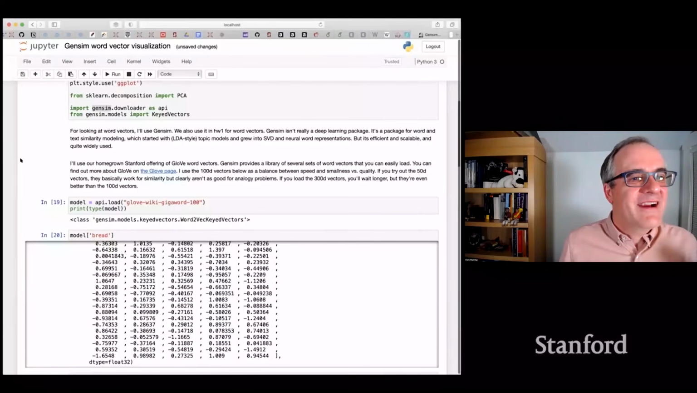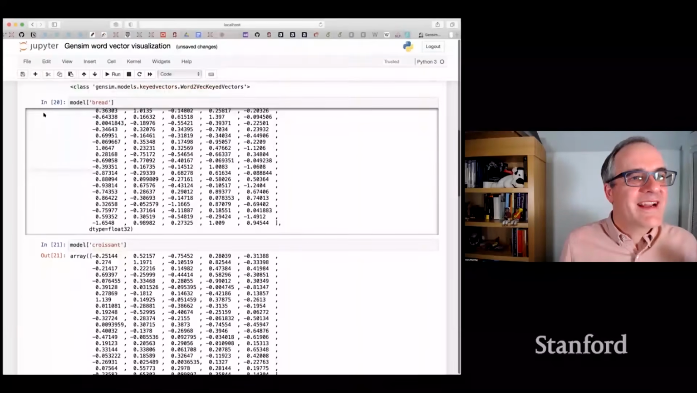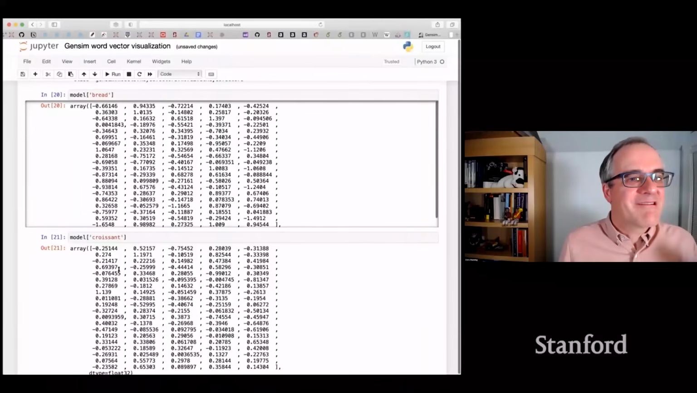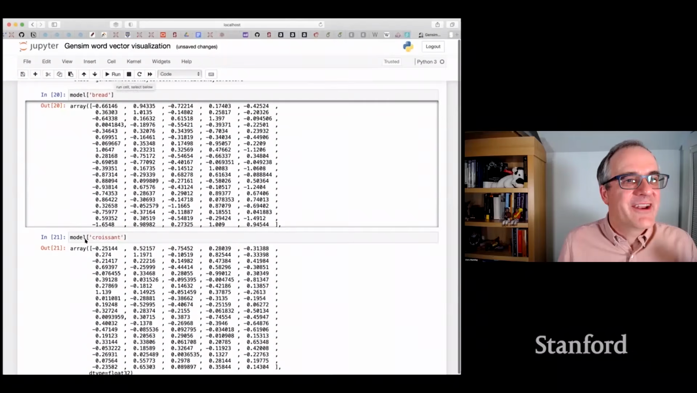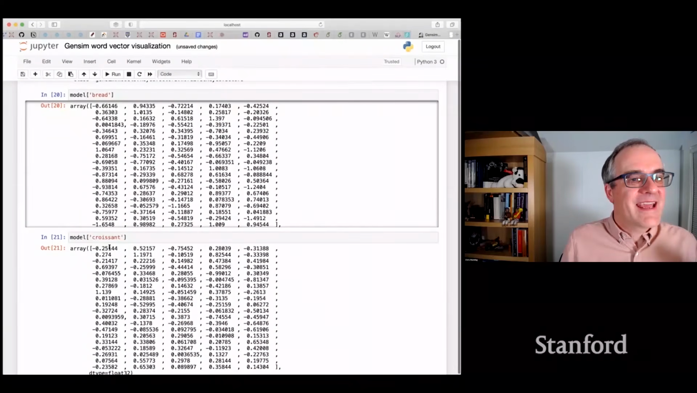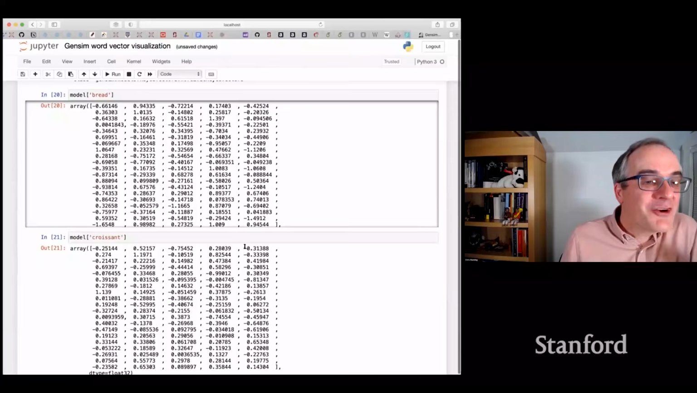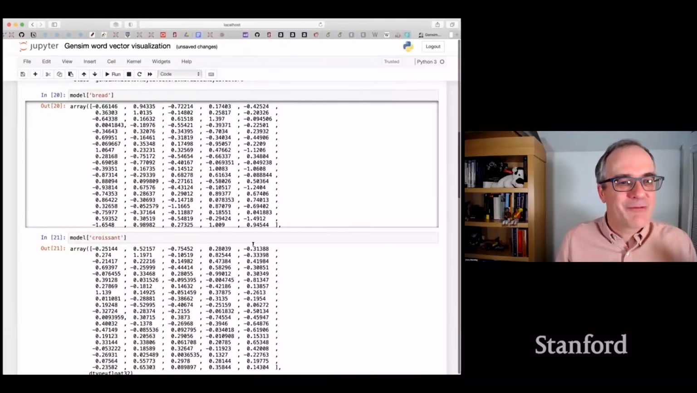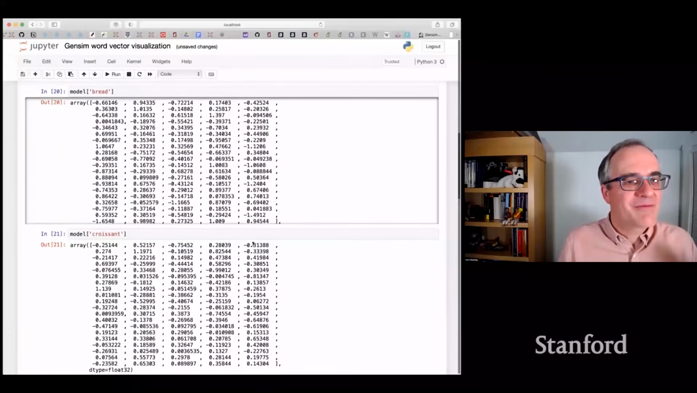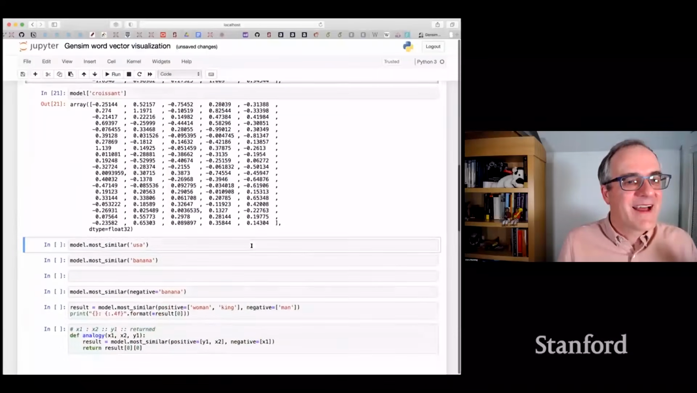Okay, so here are my word vectors for bread and croissant. We can see that maybe these two words are a bit similar: both of them are negative in the first dimension, positive in the second, negative in the third, positive in the fourth, negative in the fifth. So it looks like they might have a fair bit of dot product, which is what we want because bread and croissant are kind of similar.